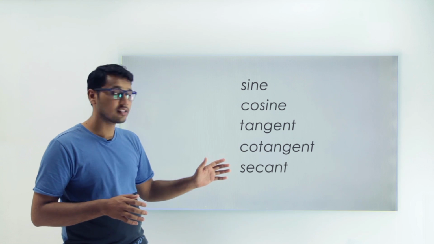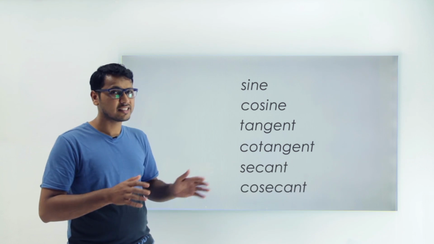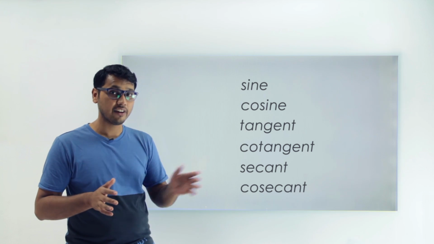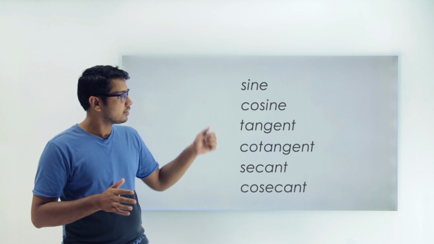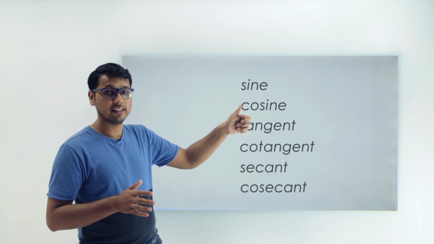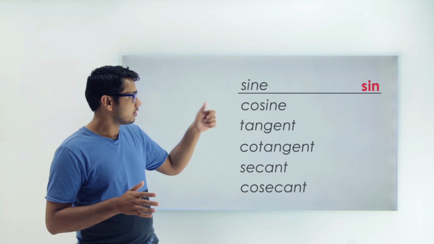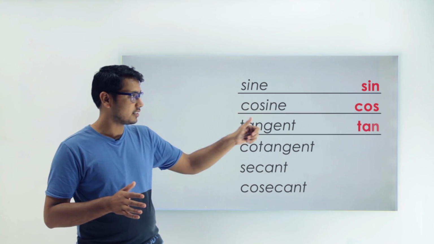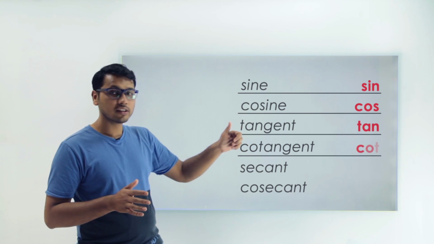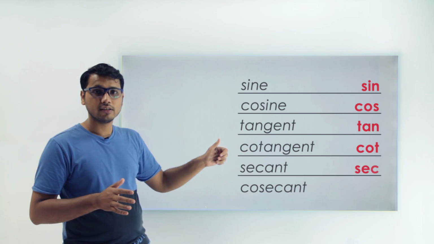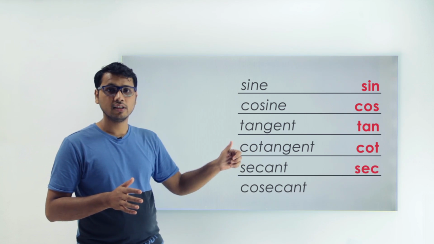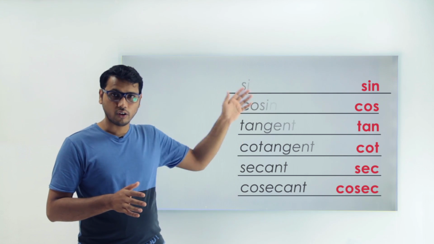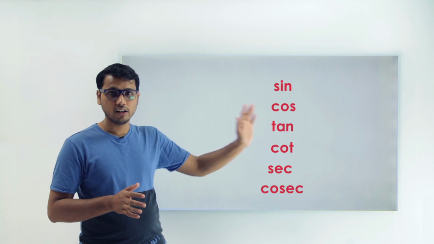and sixth is cosecant. And since these are very big names, mathematicians have shortened these names: sine is termed sin, cosine is cos, tangent is tan, cotangent is cot, secant is sec, and cosecant is cosec. So we will be learning all the trigonometric ratios by their shortened names.